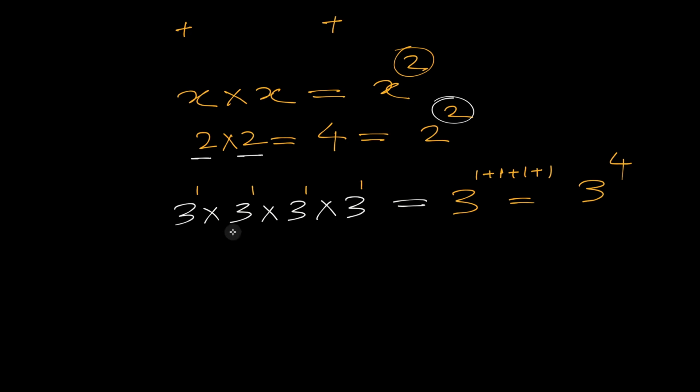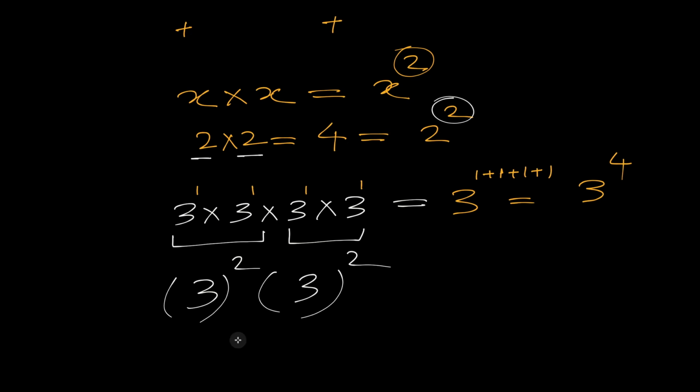The same example, can we say it like this? The product of two numbers, yes, 3 to the power of 2 and 3 to the power of 2. Both represent the same because here it is 3, here it is 3, and these are getting repeated 2 times, so I am writing it as power 2. Here also it is repeating 2 times, so I am writing it as power of 2, which is as good as 3 to the power of 4.